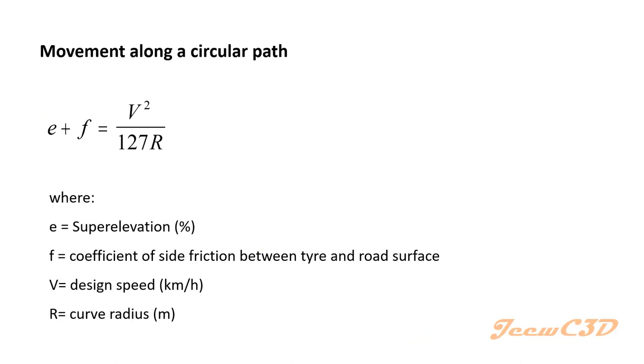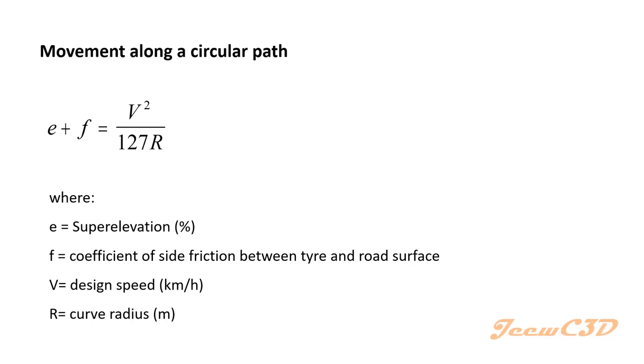If you can remember, we learned about another friction factor called longitudinal friction factor, that is acting along the road. This one is acting across the road. So then we have the design speed of the road, and finally we have the radius of the curve. So we can see the movement along a circular path depends on these factors, especially v and r. If v is increasing, R should also be increased.